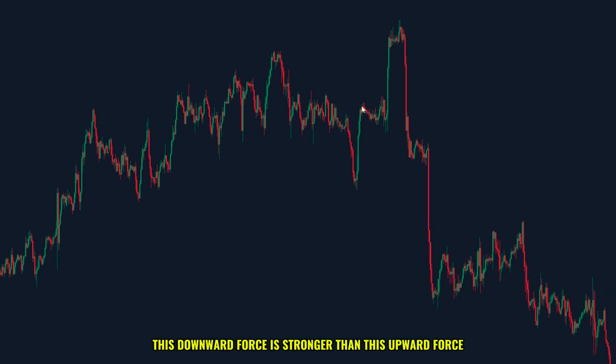Meaning, this downward force is stronger than this upward force. Usually, when such cases appear, a sideways phase will take place, and then a wave continues that downward force.